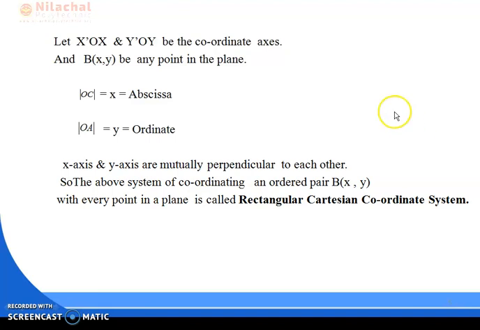The above system of associating an ordered pair (x, y) with every point in a plane is called the rectangular Cartesian coordinate system.